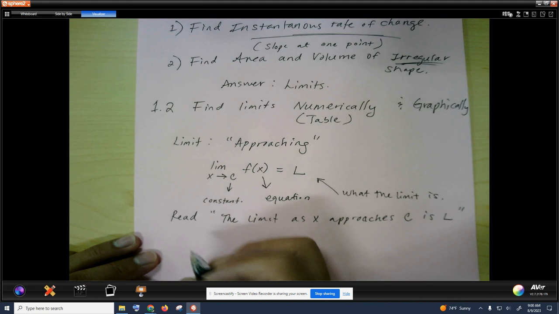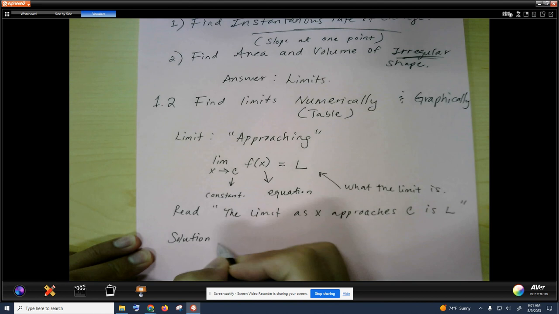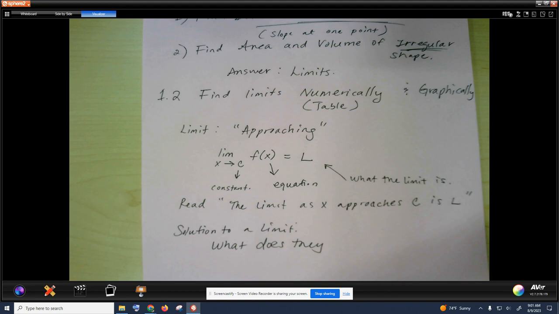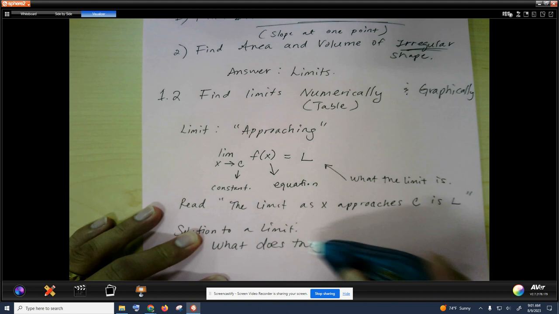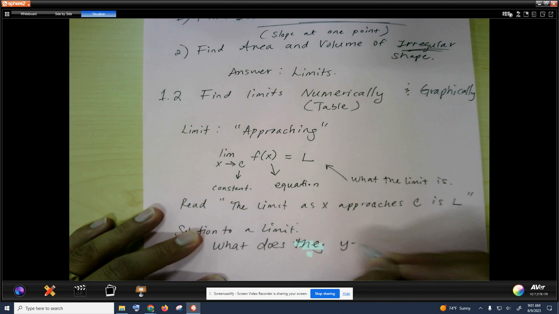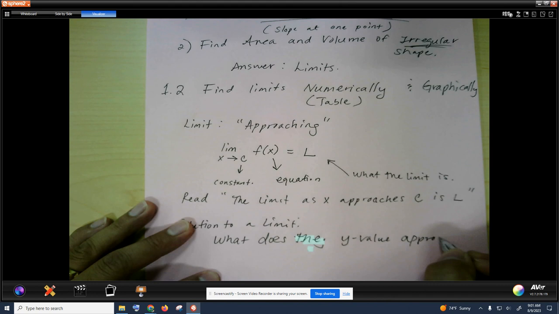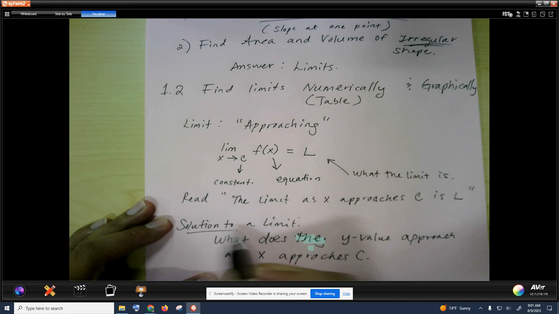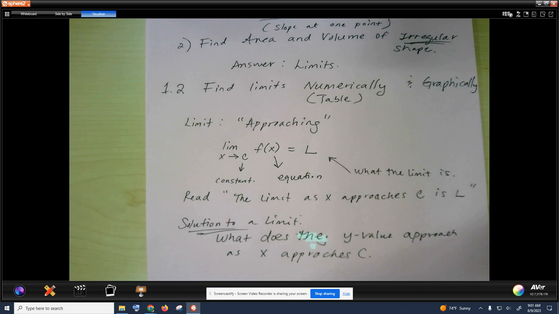So your solution to a limit is this question: what does the y value do? So when you're asked to find a solution, to evaluate a limit, that just says, what does the y value appear like it is approaching as x approaches some constant called c? So to do this, we're going to start with the first method. We'll do a table first.